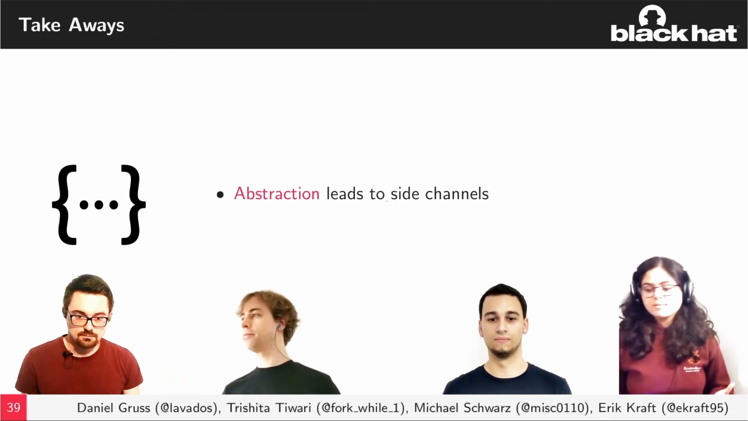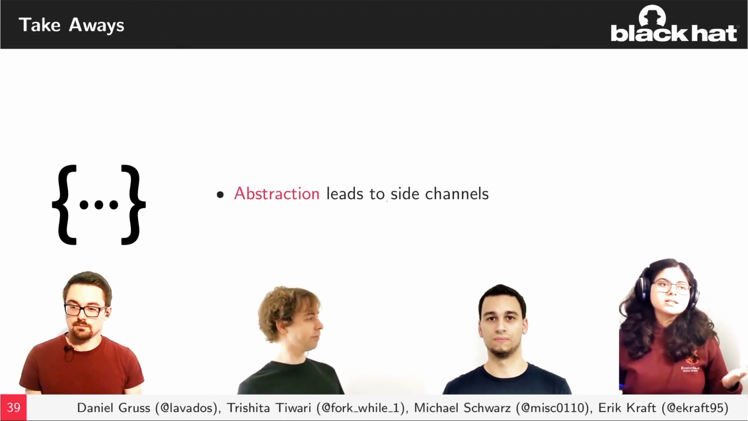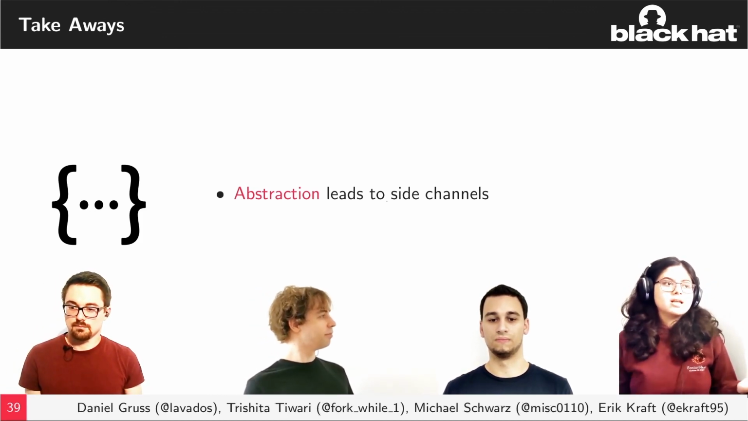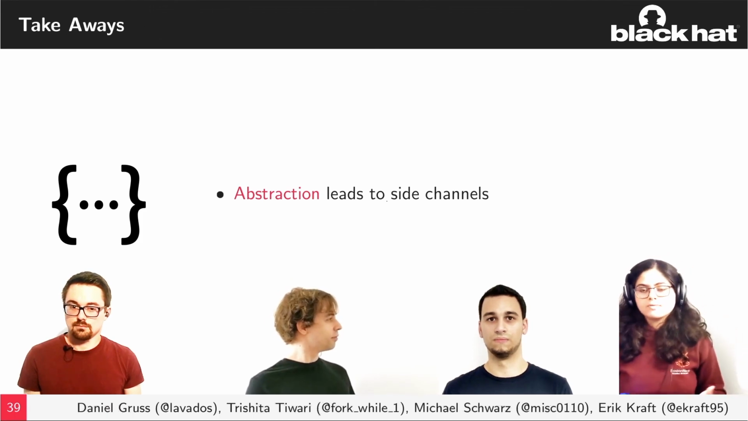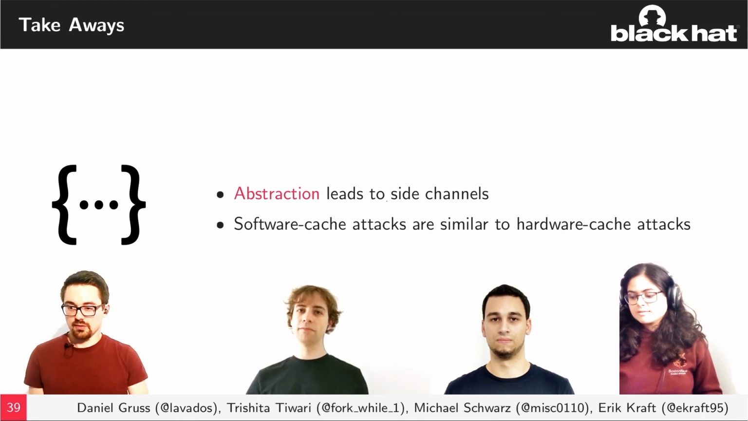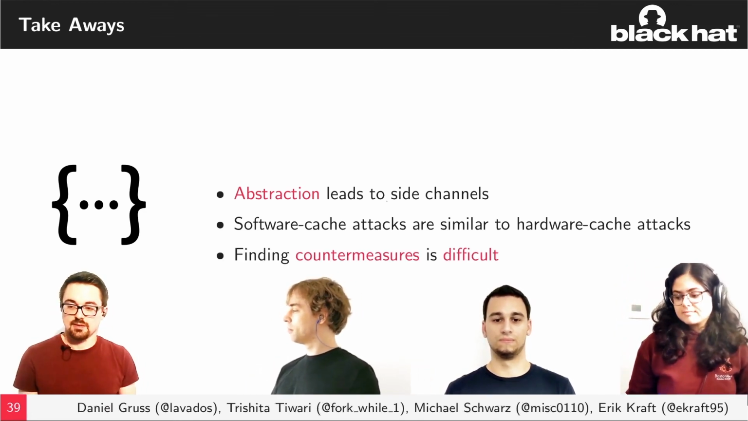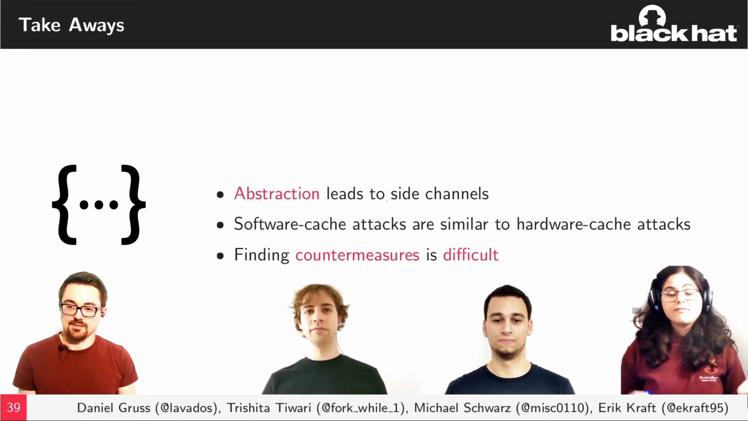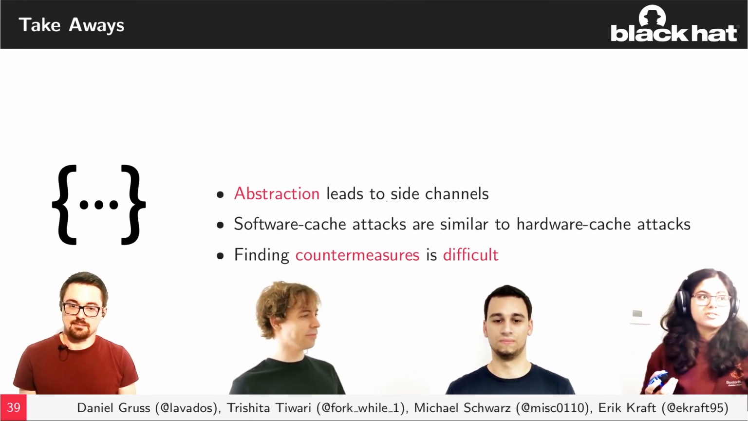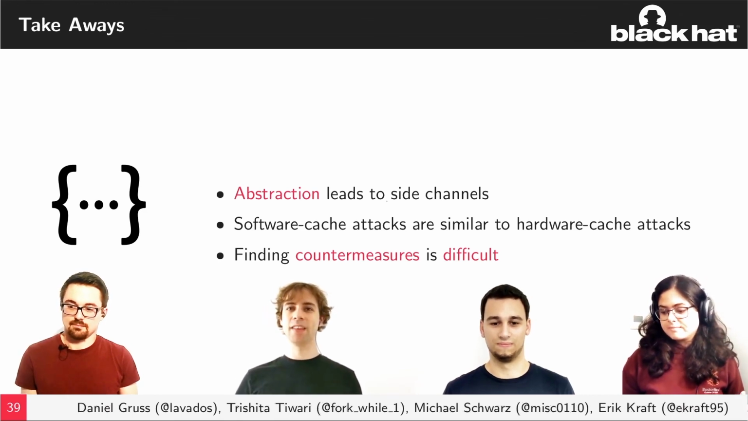So, the conclusion is that abstractions eventually lead to side channels. It's an inevitable byproduct of these abstractions. We saw that software cache attacks are very similar to hardware cache attacks. And finding countermeasures for these attacks is devilishly difficult.